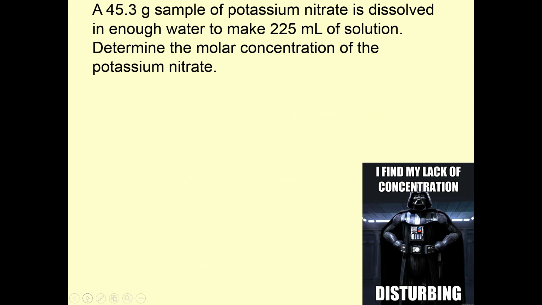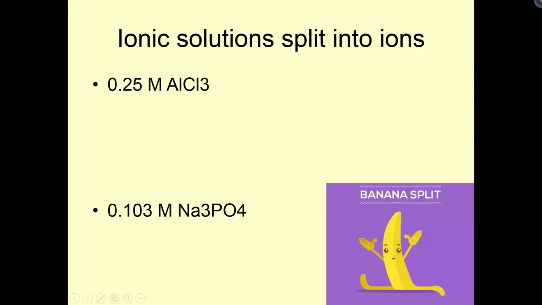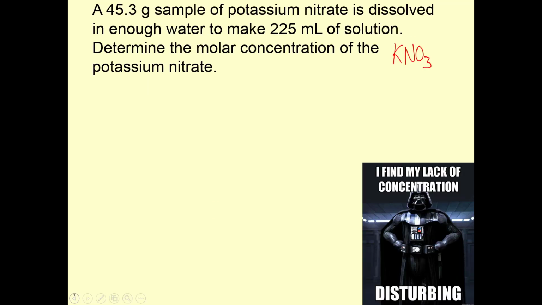A 45.3 gram sample of potassium nitrate, that's KNO3, is dissolved in enough water to make 225 milliliters of solution. Determine the molar concentration of potassium nitrate. That would mean determine the molarity. Okay. So my dream is to do molarity equals moles over liters, but sadly I don't have moles. I have grams. So 45.3 grams of KNO3, and I have to convert that into moles.